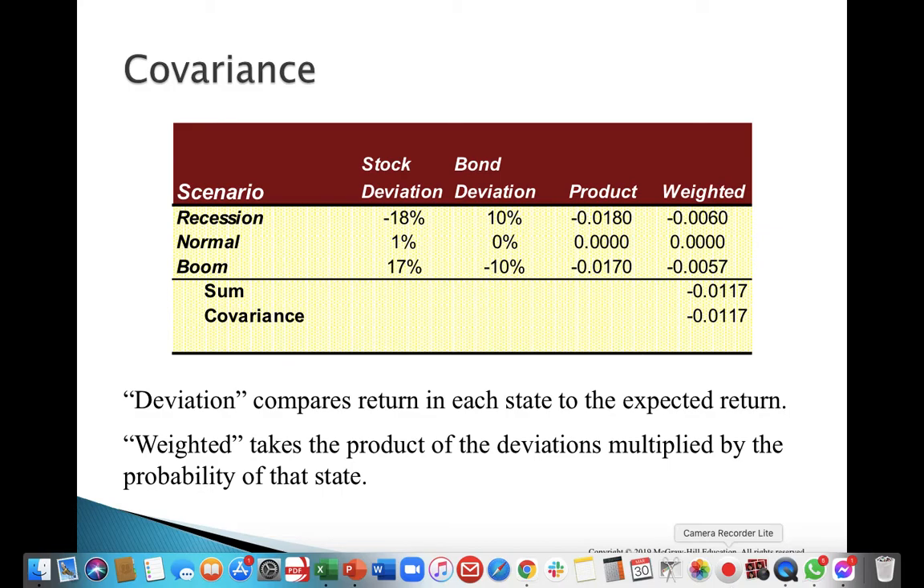Then we got the sum. That will be the covariance. So what we have done: we calculated the deviation from the stock fund, the deviation from the bond fund, multiplied them, multiplied the probability with the product, and the sum total will be the covariance.